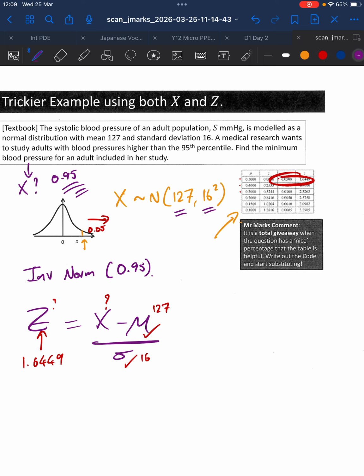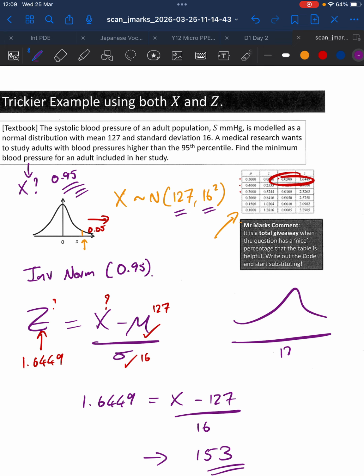So we can say that 1.6449 equals X minus mu over sigma, where X is the blood pressure that corresponds with a Z value that corresponds with 5% of the data above. So we can turn it all into this problem here. And if we rearrange to solve this, we will get, to three significant figures, 153, which sounds about right, yeah?